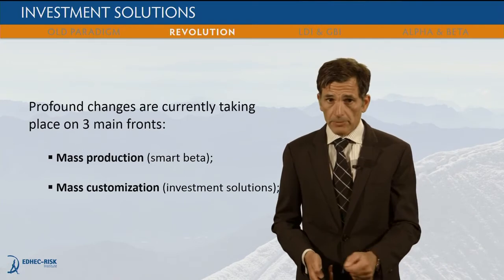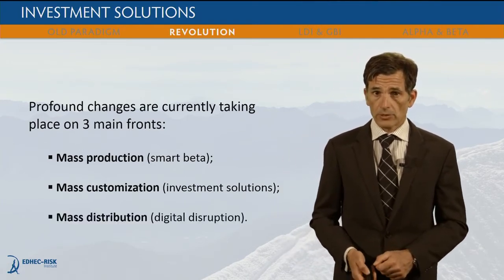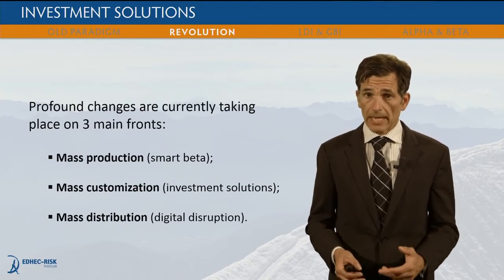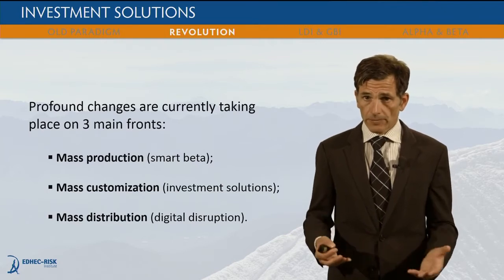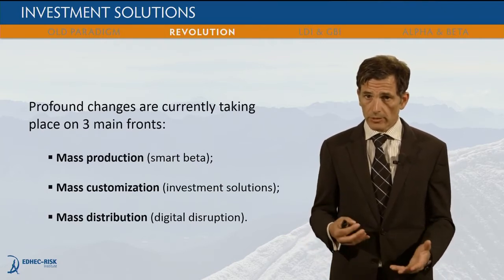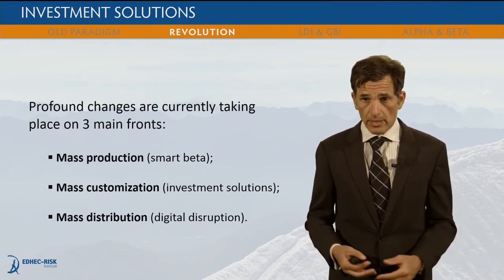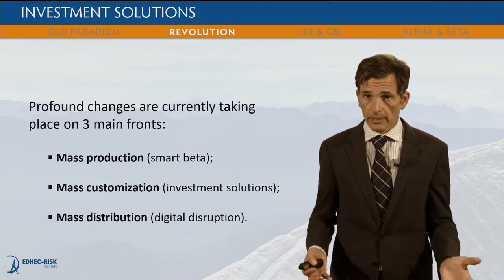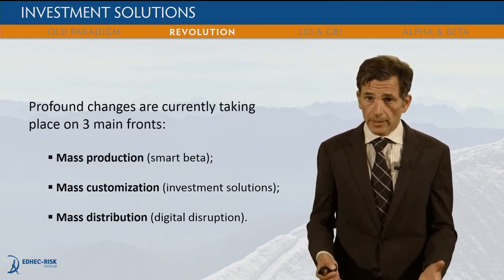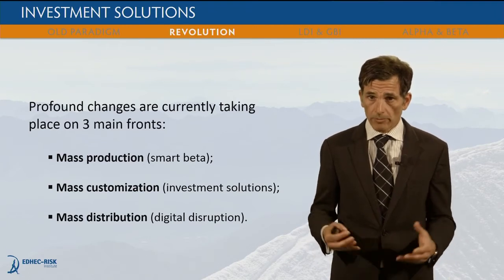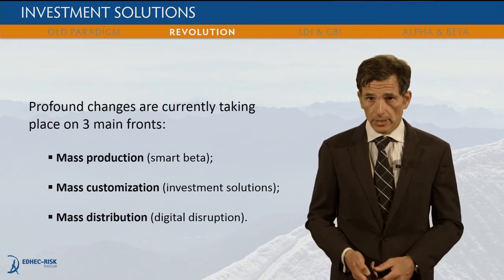In addition to mass production and mass customization, a very interesting feature is also taking place, which is mass distribution. Clearly, with the advent of robo-advisors and the digital disruption, which is impacting wealth management just in the same way as it is impacting other industries, we have come to a time when all those three forces combine together to finally bring about this much needed industrial revolution.